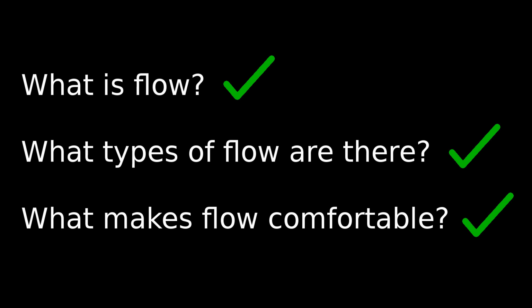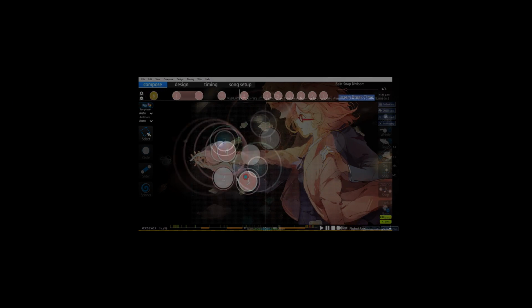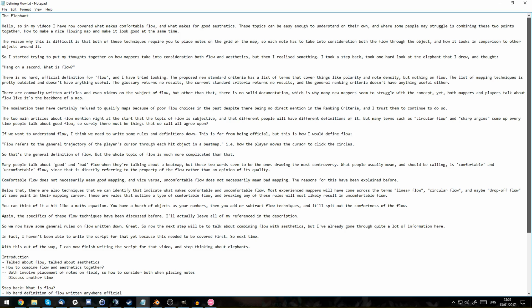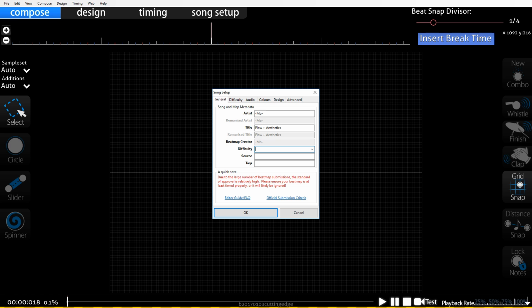So now we have some general rules on flow written down. Great, so now the next step will be for me to talk about combining flow with aesthetics. But I've already gone through quite a lot of information here. In fact, I haven't been able to write the script for that part yet because this needed to be covered first, so next time then.